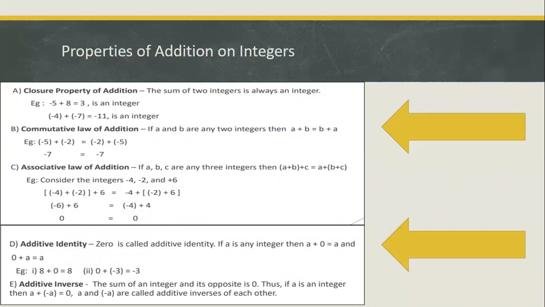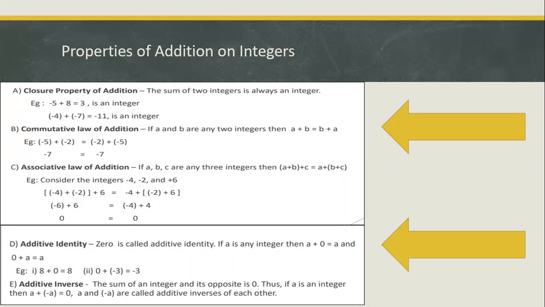Properties of addition of integers. Closure property of addition. The sum of two integers is always an integer. Example, minus 5 plus 8 equals 3, which is an integer. Minus 4 plus minus 7 equals minus 11, which is an integer.